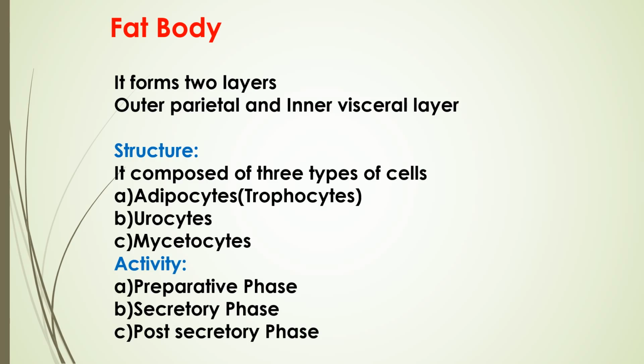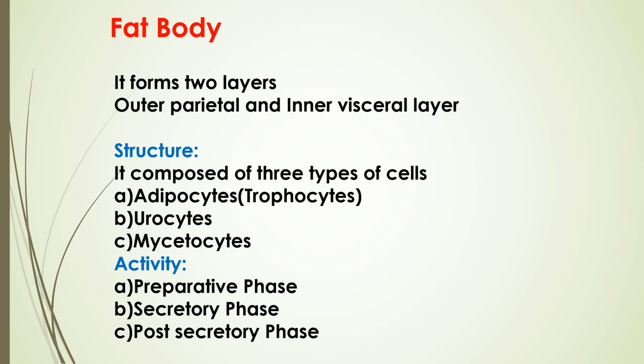and various organs. It is reorganized at each molting stage during the post-embryonic period, and it retains white, orange, yellow or light green colored structures. What about the structure of this fat body? It is composed of three types of cells.